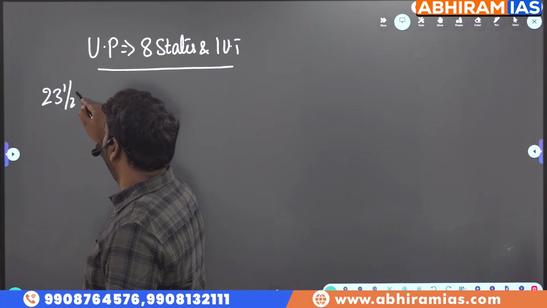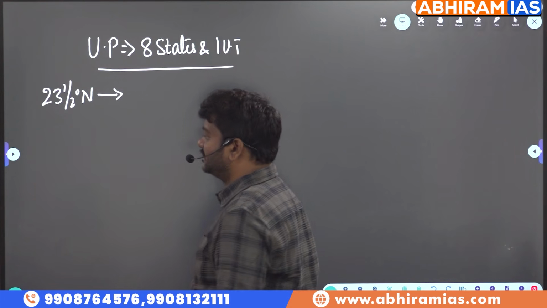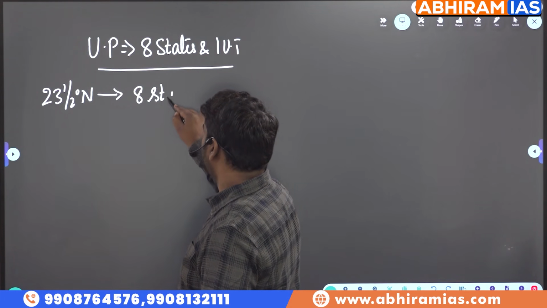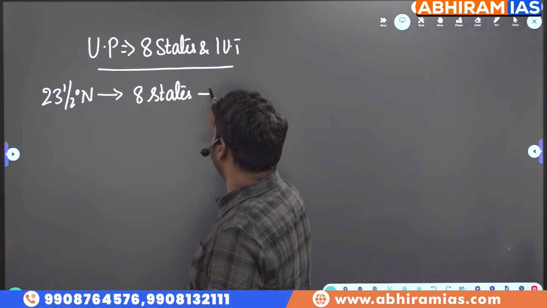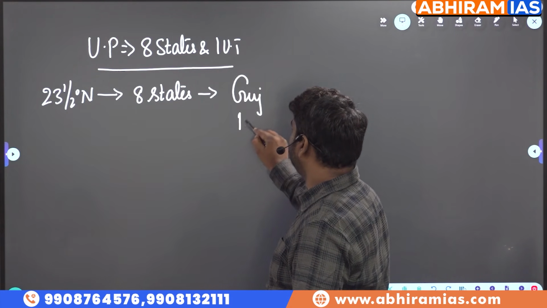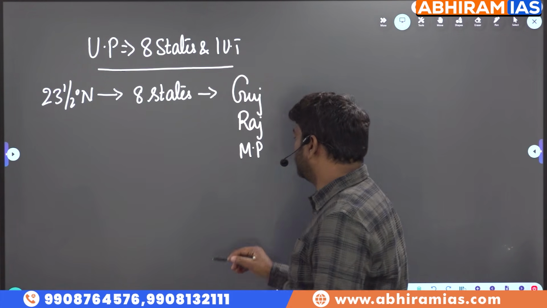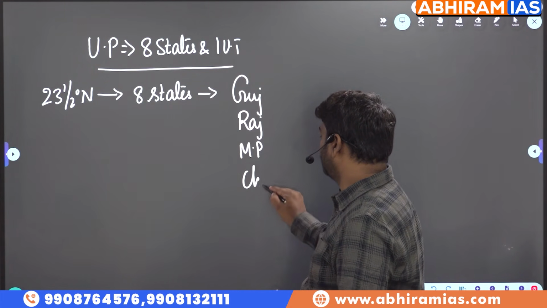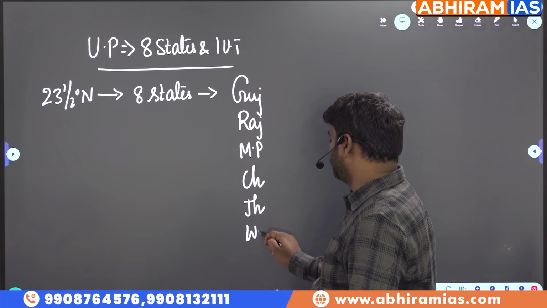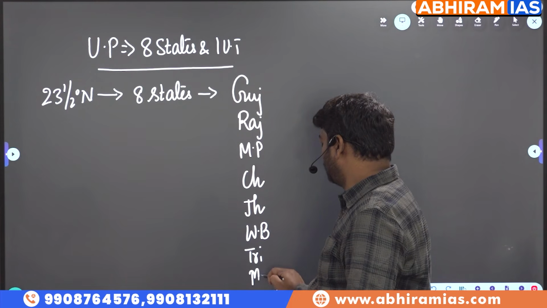Tropic of Cancer, 23.5 degree north, passes through how many states? 8 states. Which are the 8? Gujarat, Rajasthan, Madhya Pradesh, Chhattisgarh, Jharkhand, West Bengal, Tripura.